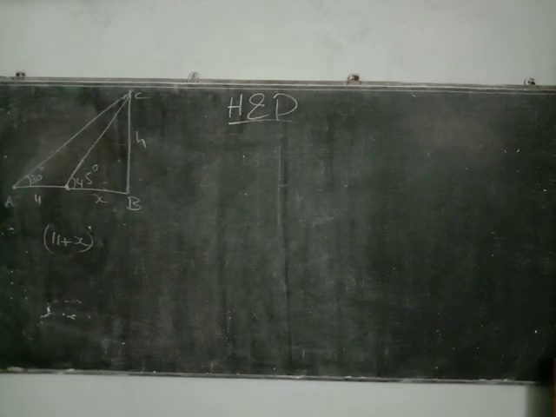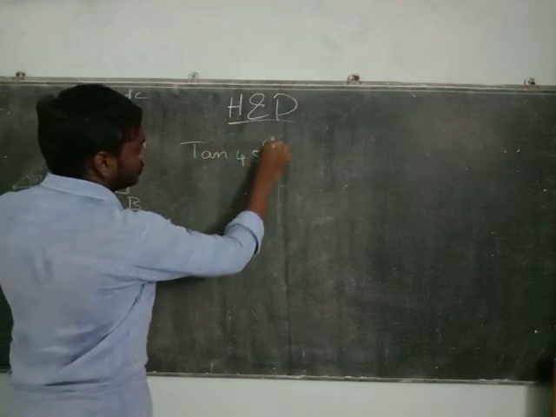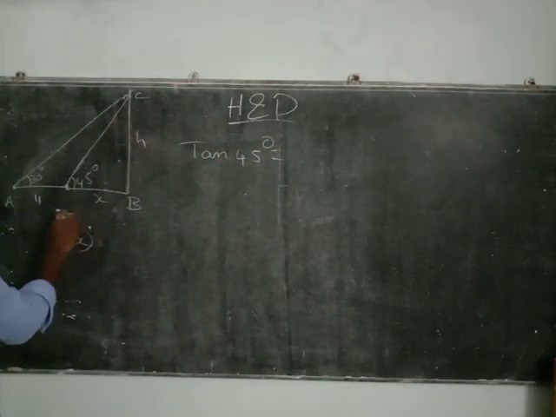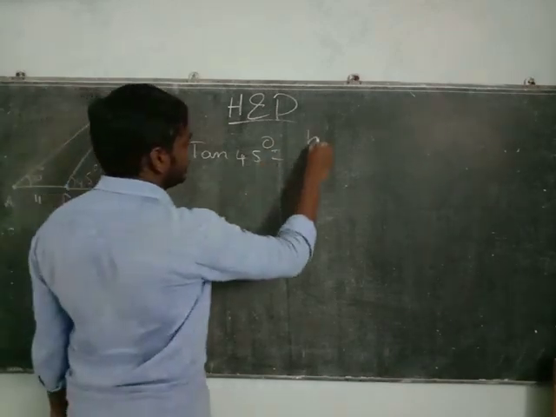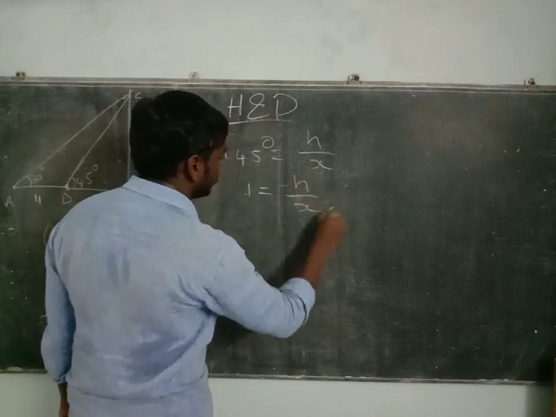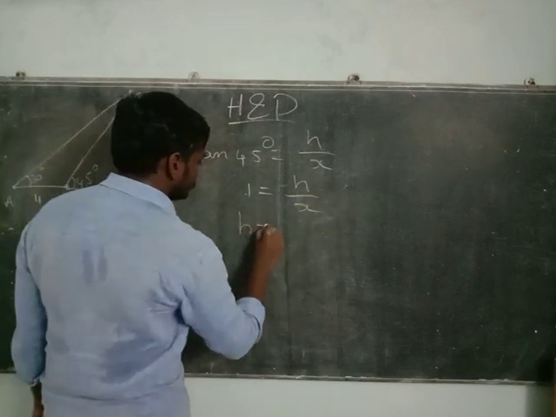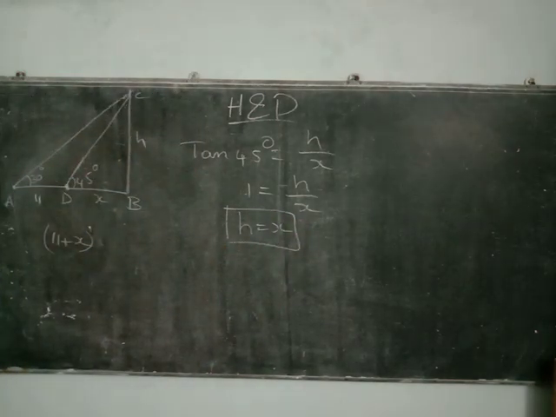Let me take the relation tan 45 degrees. That means I am taking this triangle D, B and C. Tan 45 degrees is nothing but height h by x. Tan 45 is 1, that is nothing but h by x, that is h is equal to x. This is a relation, so I can use either h or x there.